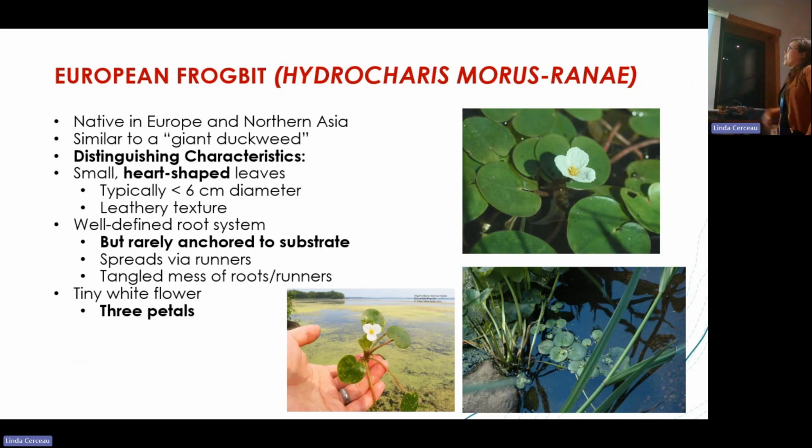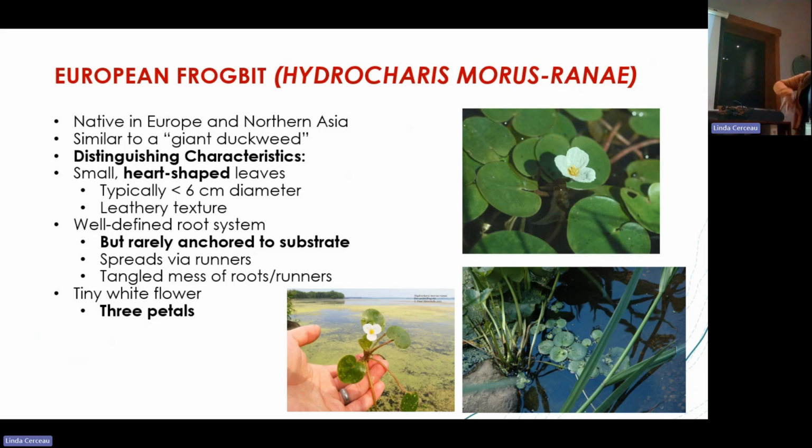So European frogbit. This is kind of similar to giant duckweed overall. It has these heart-shaped leaves, but they're typically less than 6 centimeters in diameter, and they have kind of a leathery texture to them. It almost feels like a fake plant, but it's not. Rarely is it actually anchored to the sediment. It just floats along in certain areas. It might reroot, especially right up on the shoreline. It can produce this white flower here with 3 petals typically.